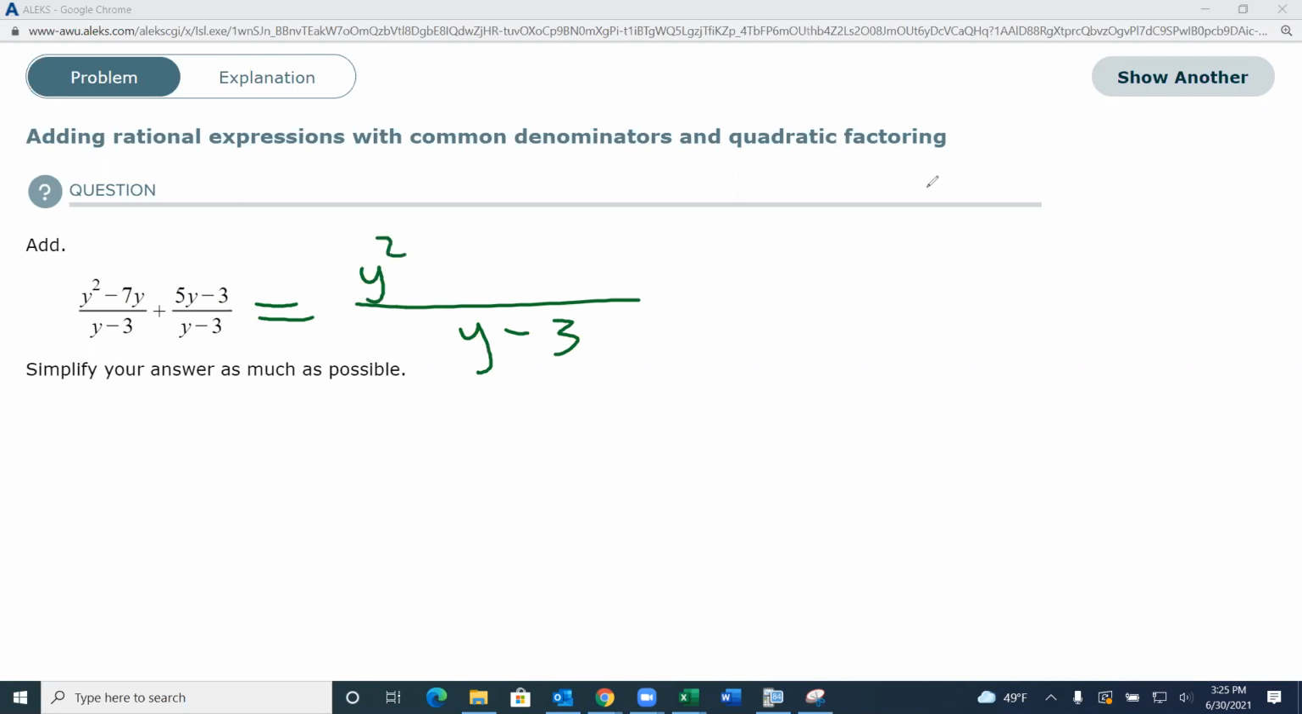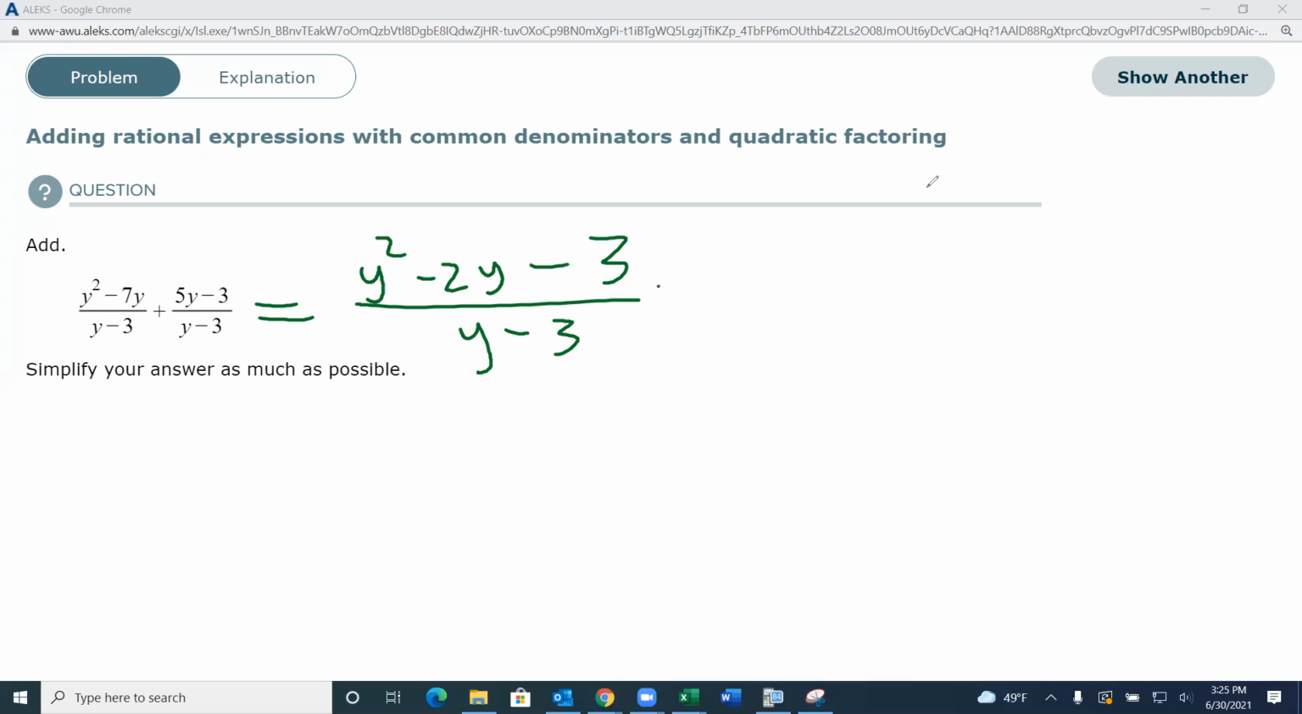Okay, and then we've got a minus 7y plus 5y. That is minus 2y. Then we've got plus a negative 3, which is just minus 3. Now, we would stop there, but if we can simplify further, we are expected to.